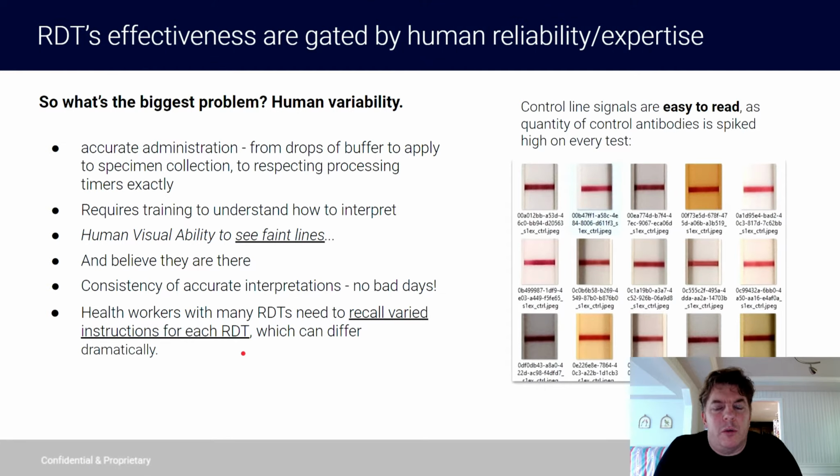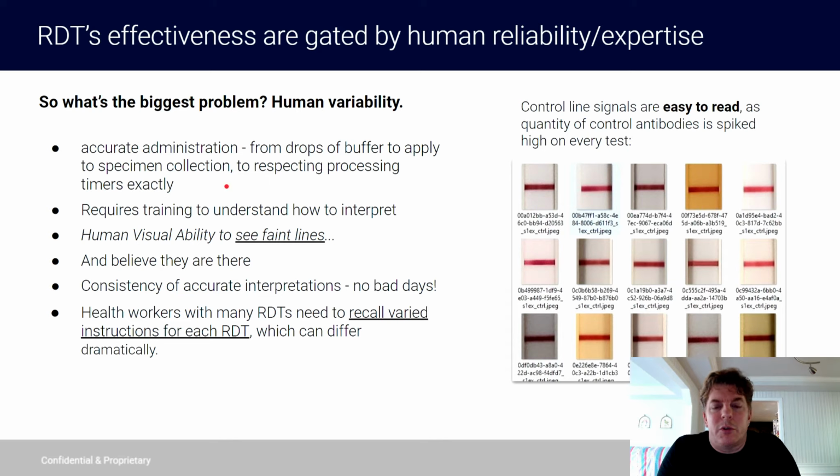As I mentioned, the chemistry of the RDT can be extremely accurate, but we do have a significant gating factor, and that is human reliability and/or expertise. So specifically, we have the problem termed human variability. That plays out in many forms.